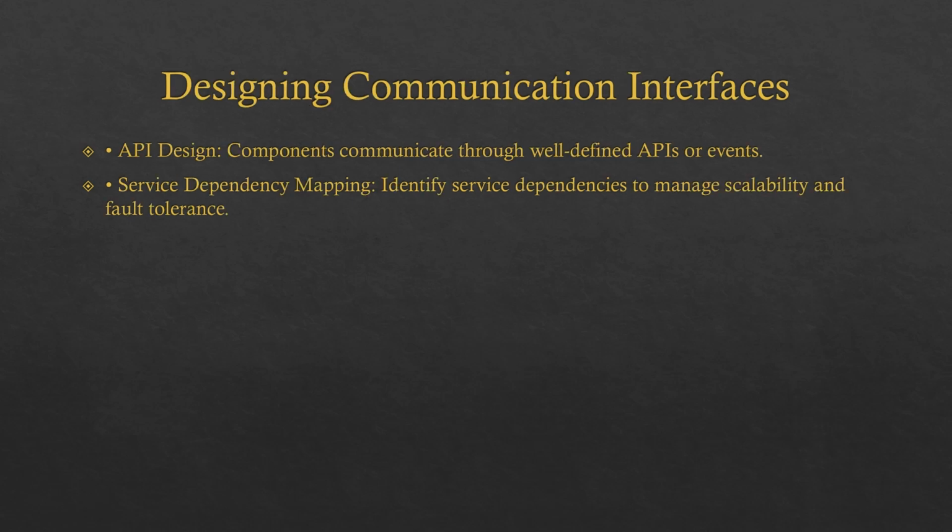Once we have broken down the system into components, it's essential to define how they communicate. This is done through well-defined communication interfaces, usually in the form of APIs. It's important to design these APIs thoughtfully, ensuring backward compatibility and versioning to prevent issues as the system evolves. We also need to map out service dependencies to identify potential bottlenecks or scaling issues.